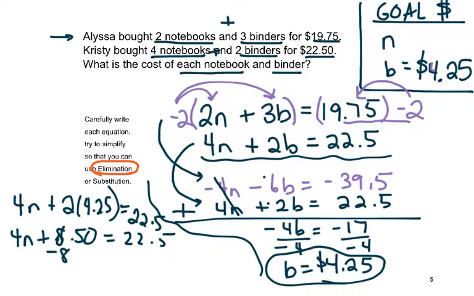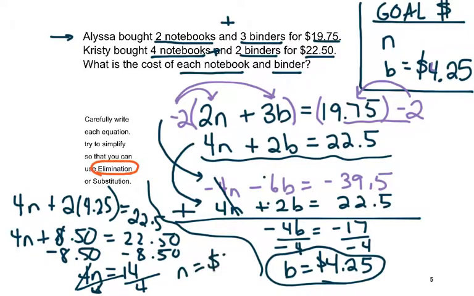We subtract 8.50 from both sides, and we get 4n is equal to 14. We divide both sides by 4, and these 4's will cancel. We will get n is equal to $3.50. So the cost of a notebook is $3.50, and that's the end.